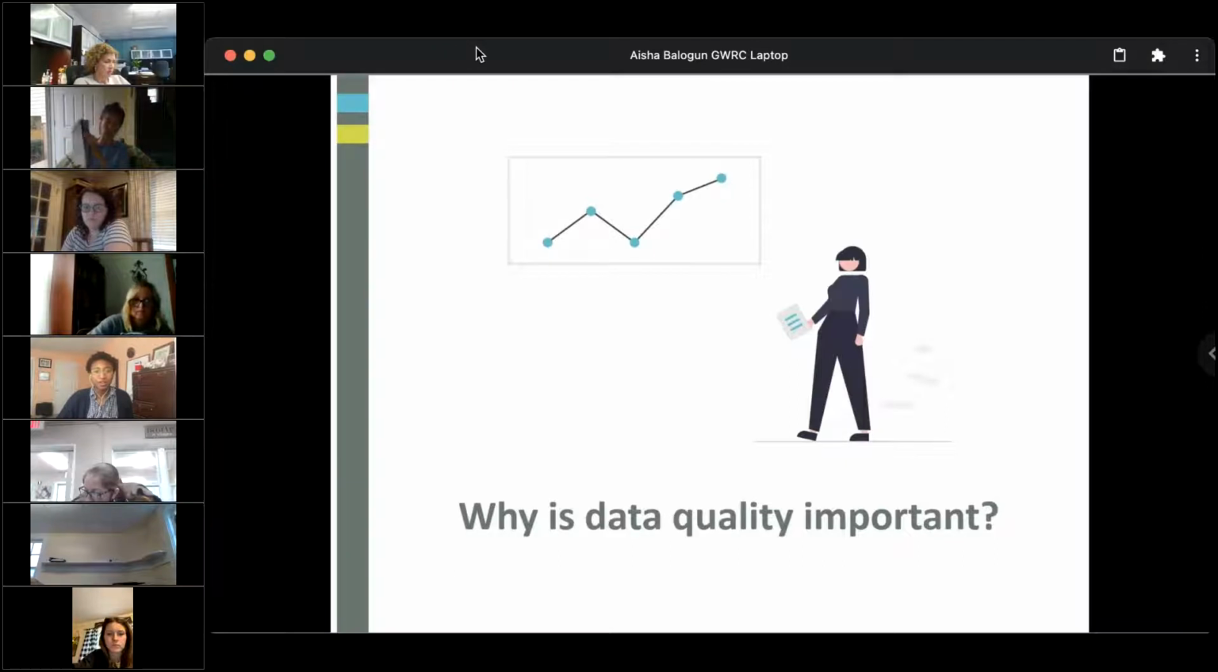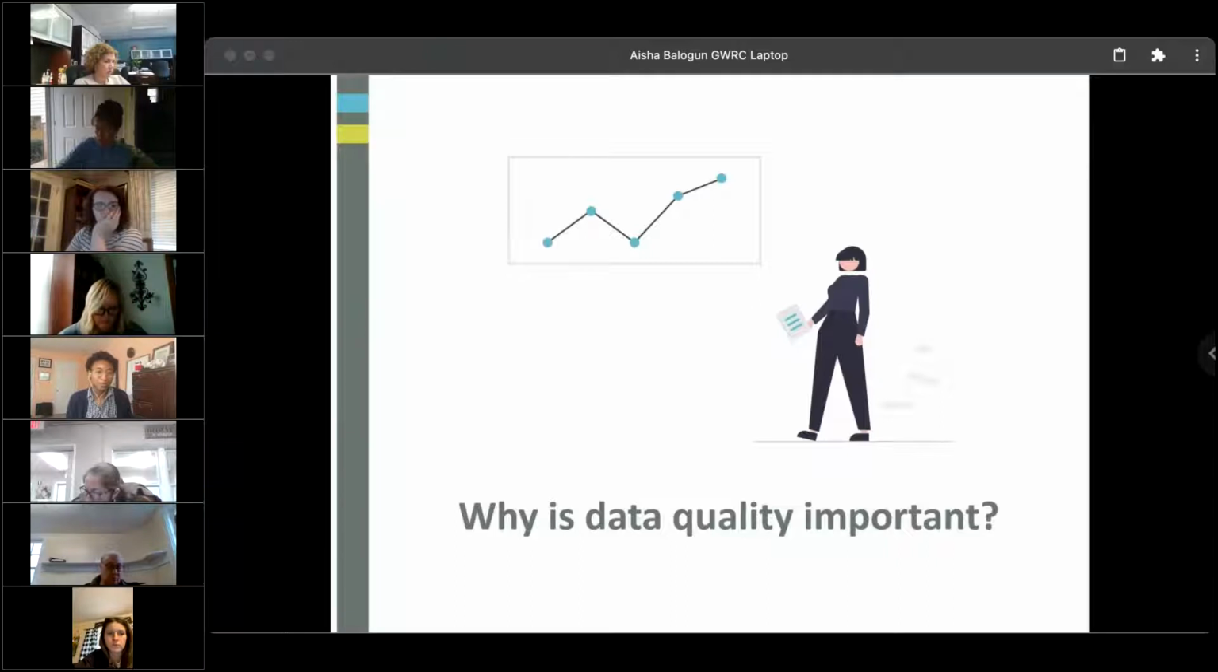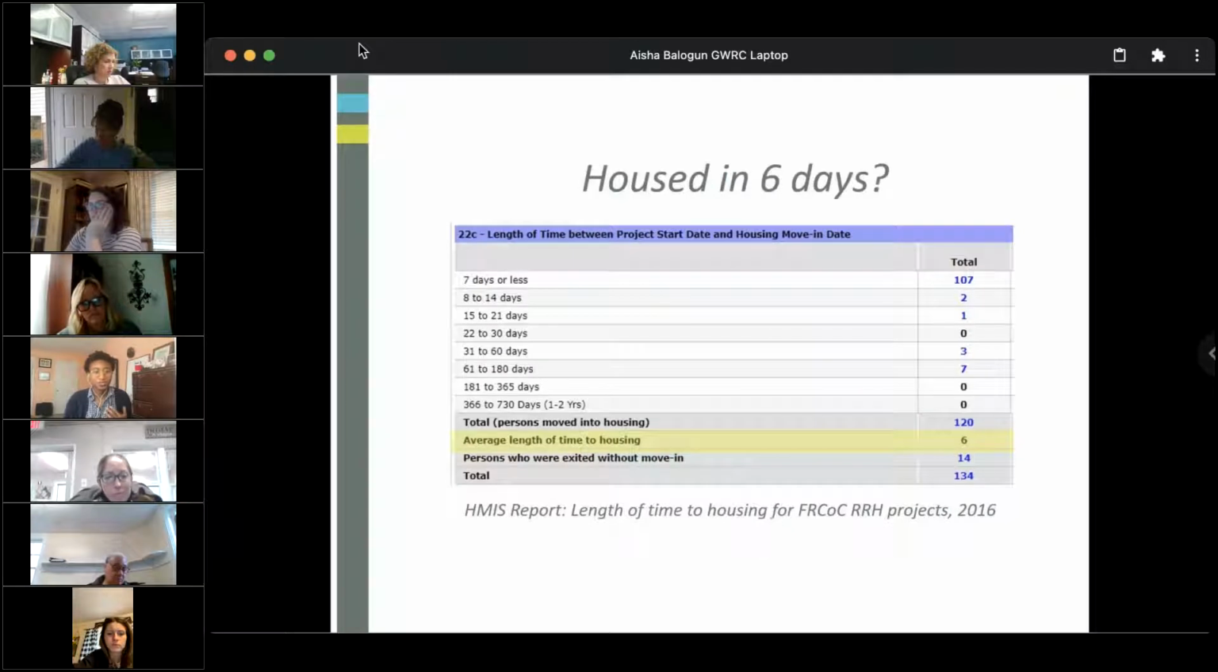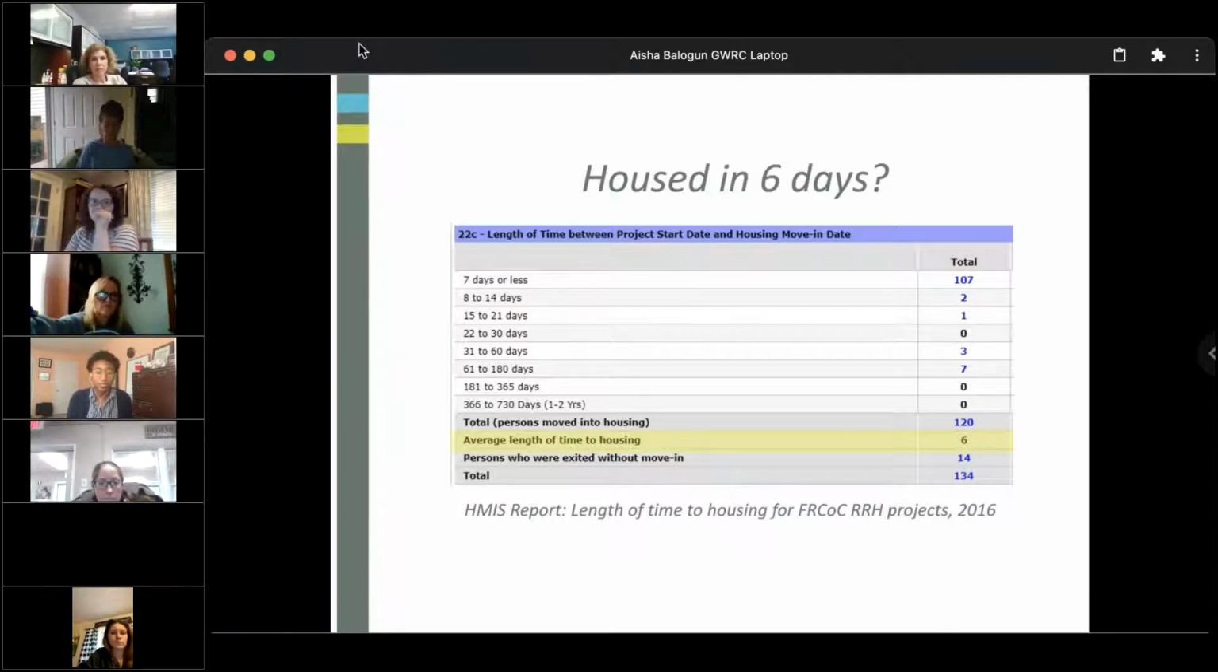So that's a little bit on what data quality is. Now the bigger question is, why is data quality important for us? To start off this section, here's an example from our own system. This is actually a screenshot from an HMIS report that details the length of time to housing for people in our rapid rehousing projects in 2016. And as you can see in the highlighted portion, it's reporting that the average time to housing for people within our projects in 2016 was 6 days.